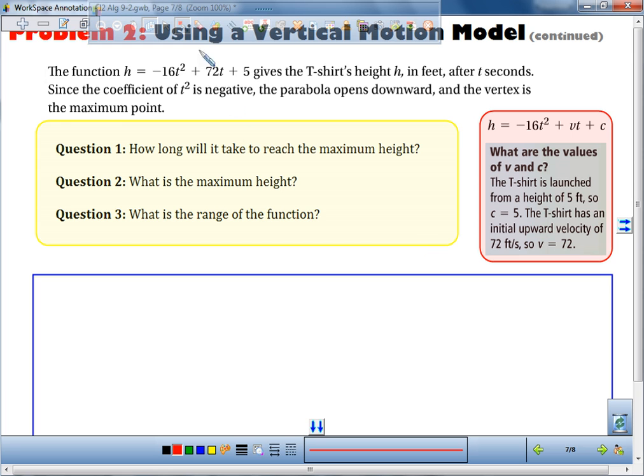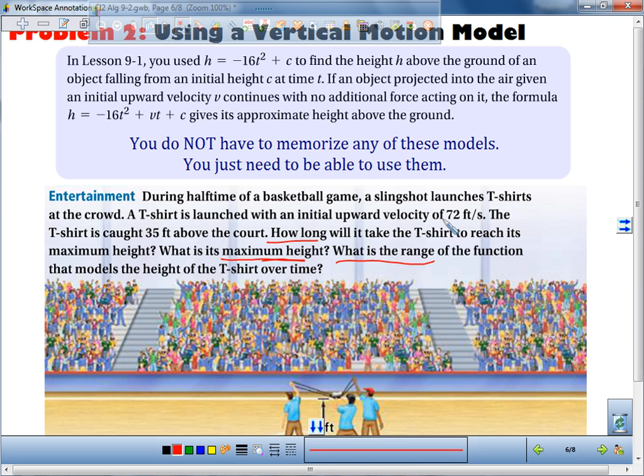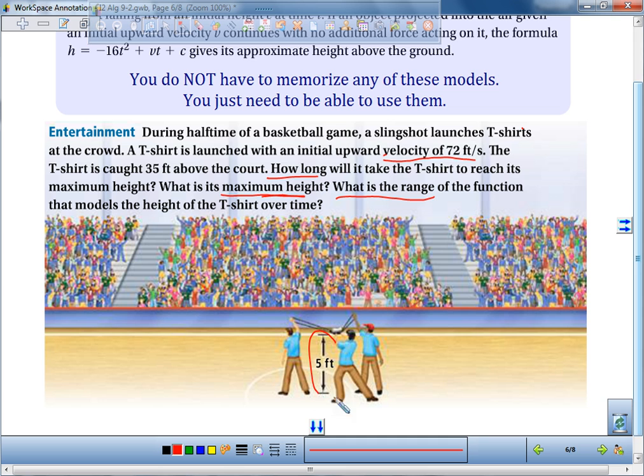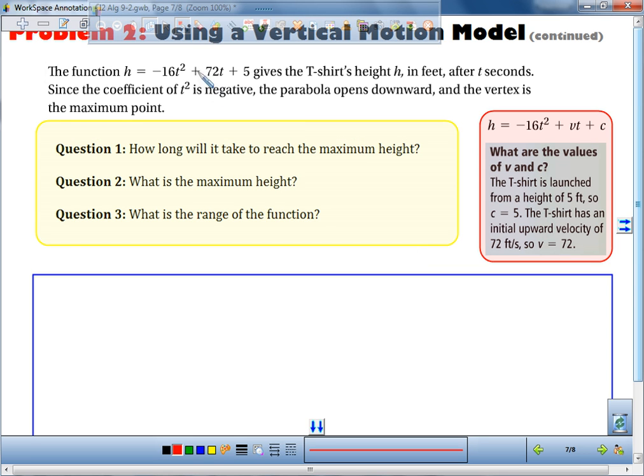So they set up the equation: negative 16t squared plus 72t plus 5. Now, the 72 is because of the velocity. The velocity is 72 feet per second. And the 5 is because when they shoot it, it's 5 feet above the ground. So that's where they got the 72 and the 5. Negative 16 comes from our gravity.